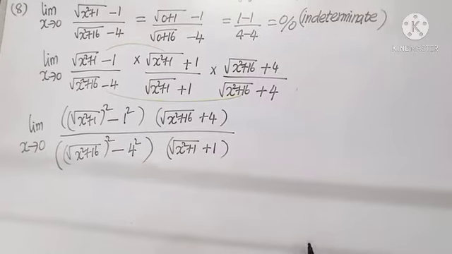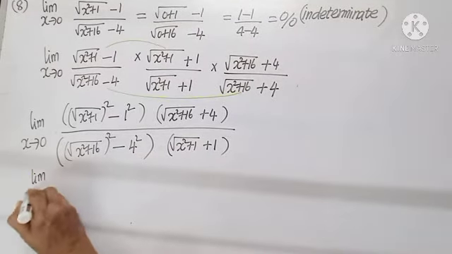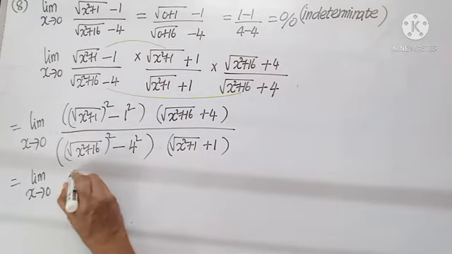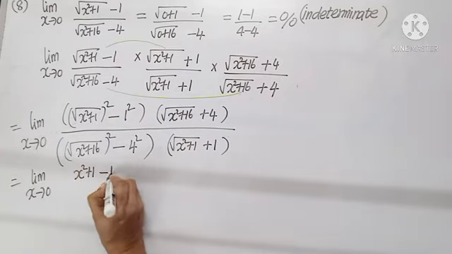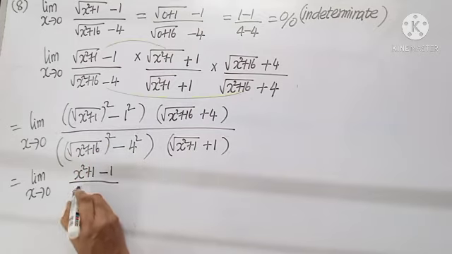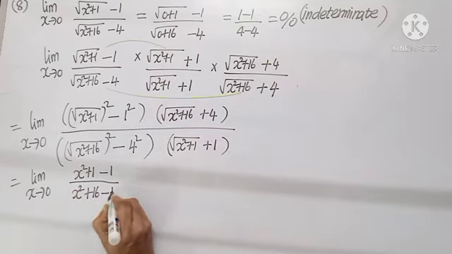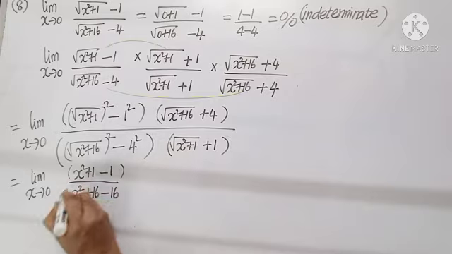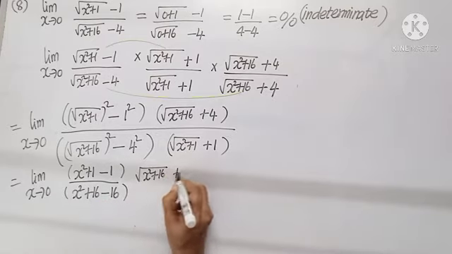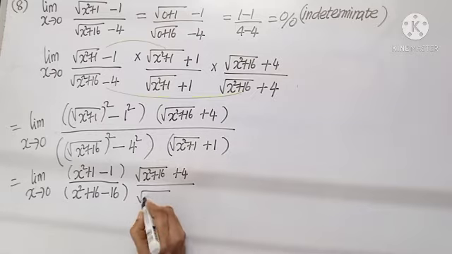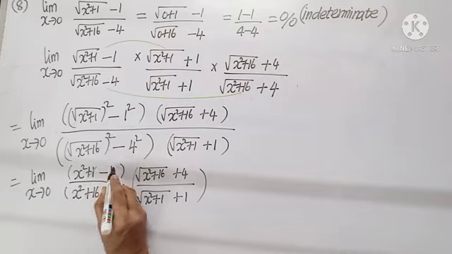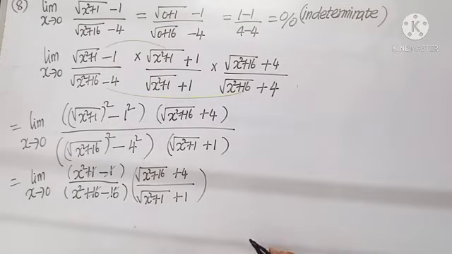As I simplify, I get limit x tends to 0. Root and square cancels. x square plus 1 minus 1. Denominator also, root and square cancels. x square plus 16 minus 4 square is 16. Here I have root of x square plus 16 plus 4. Denominator root of x square plus 1 plus 1. Here 1 and 1 cancel. Here 16 and 16 cancel.